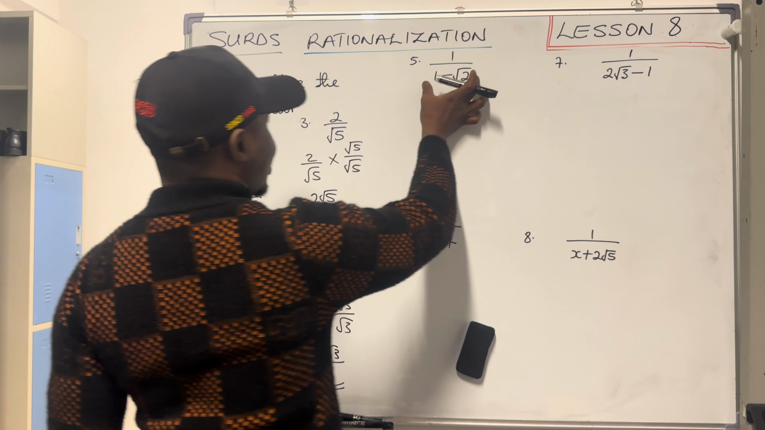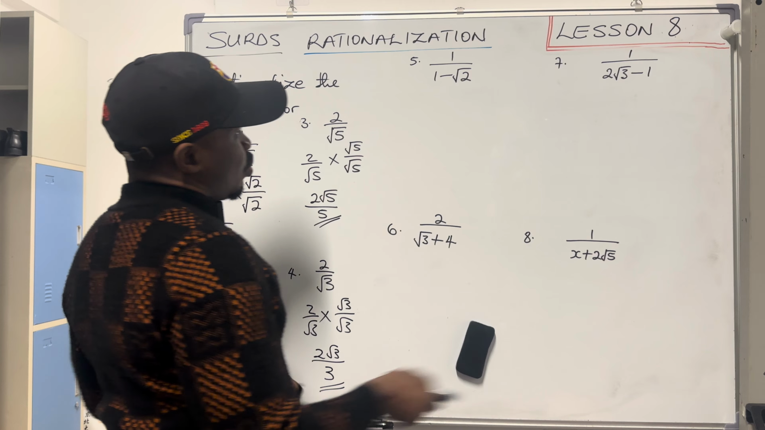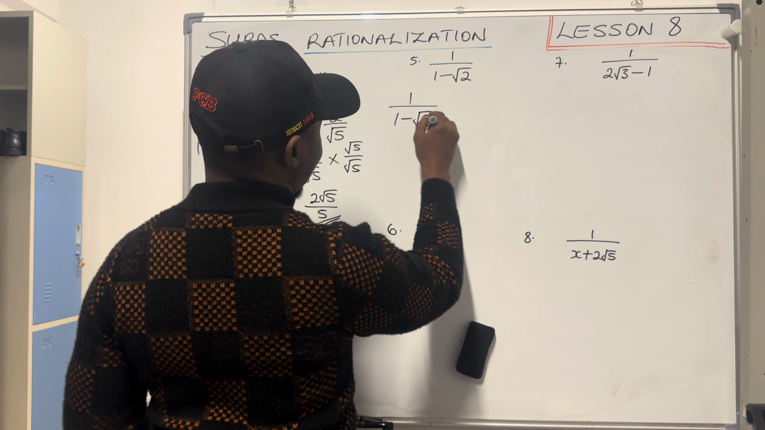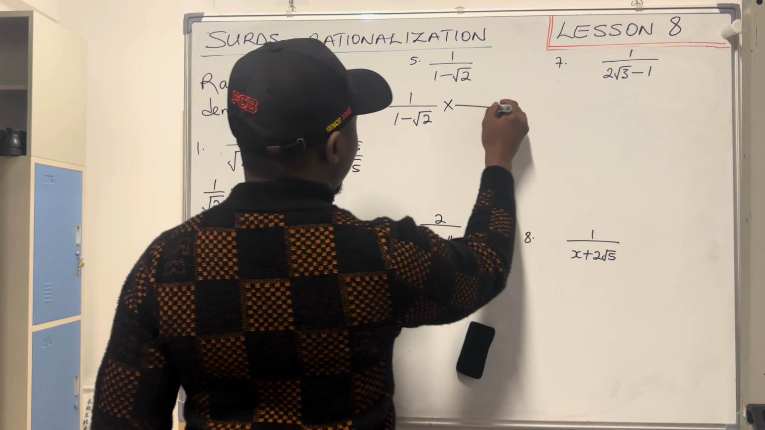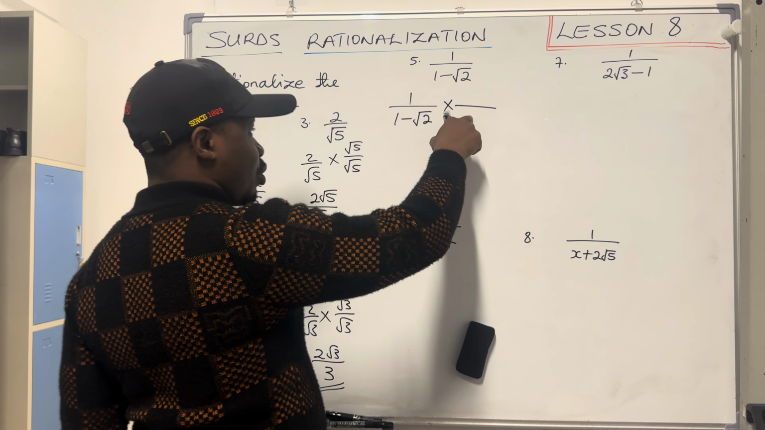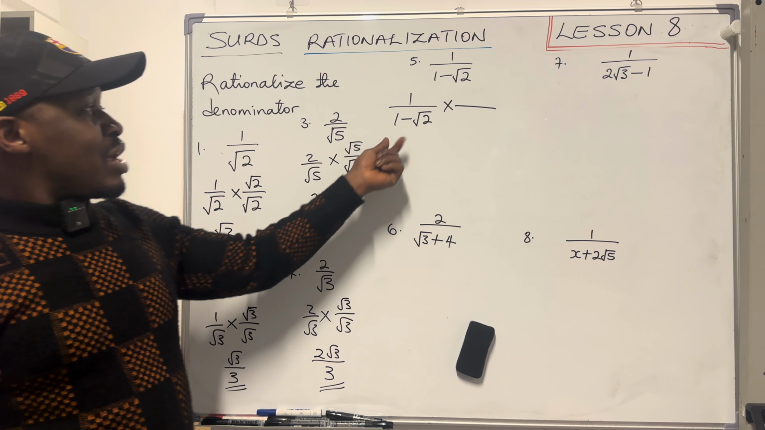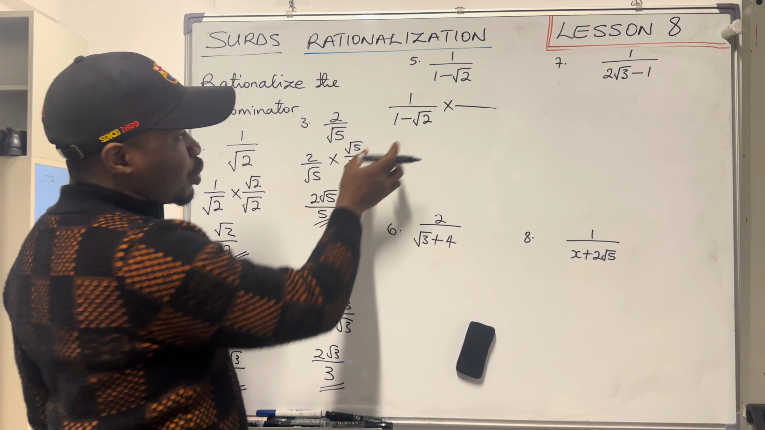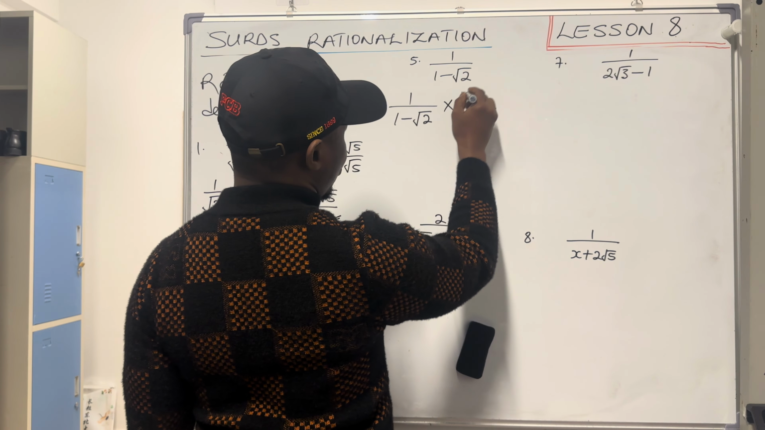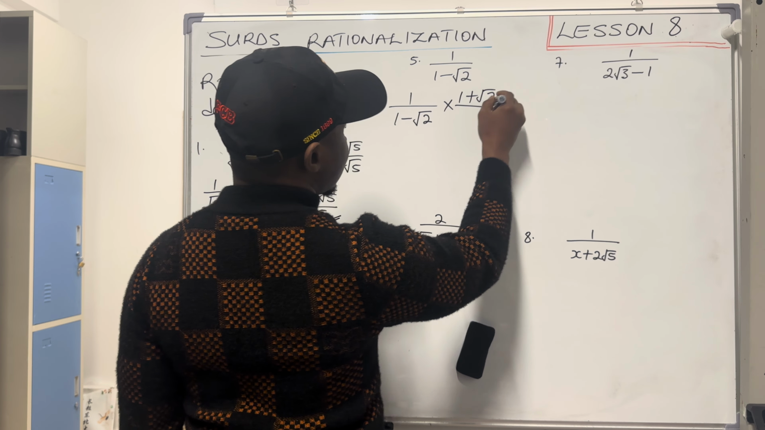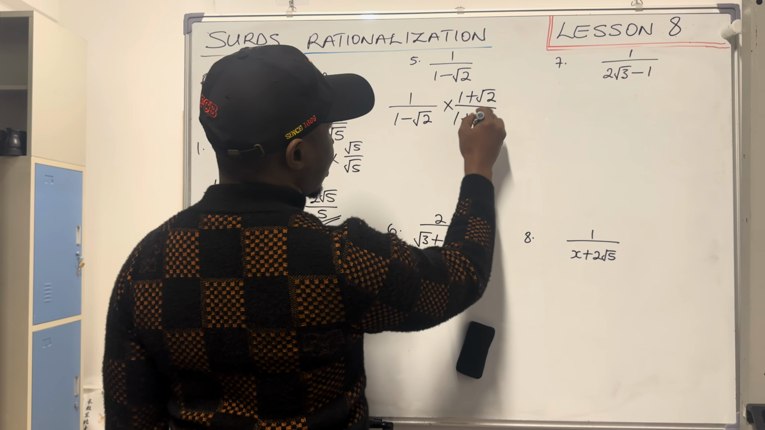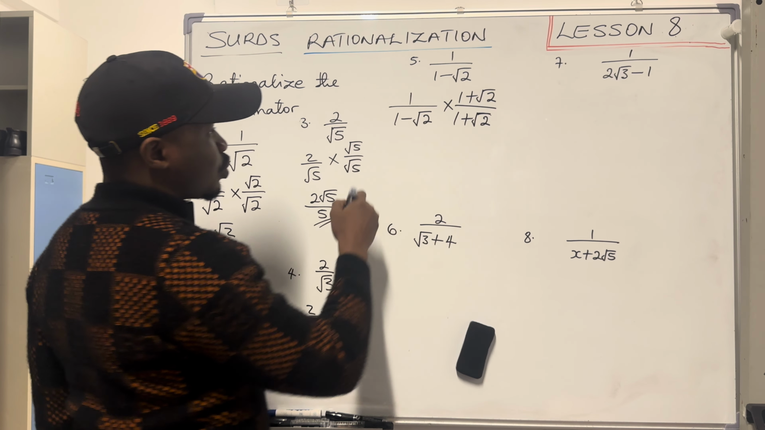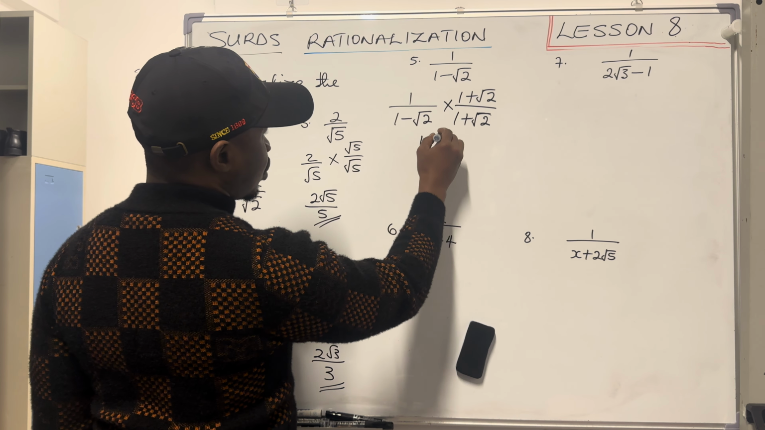But when the denominator is a surd expression, what do we do? We have 1 minus root 2 here. We multiply both the numerator and the denominator by not this one, but by its conjugate. And the conjugate of 1 minus root 2 is 1 plus root 2. It's the same thing we do here. So 1 times 1 plus root 2 is 1 plus root 2.